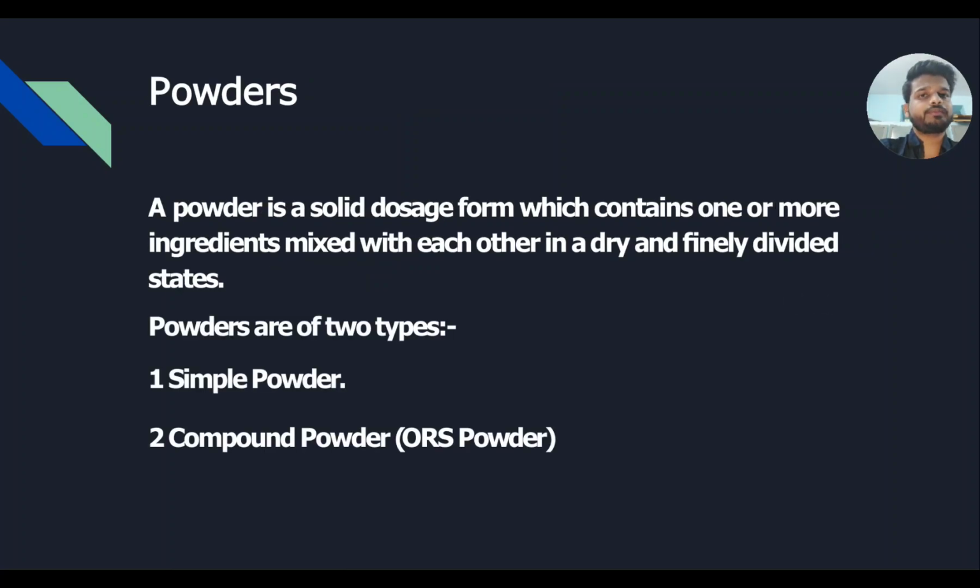Next is powders. What is a powder? A powder is a solid dosage form which contains one or more ingredients mixed with each other in a dry and finely divided state. Powders are of two types: simple powder and compound powder. The best example of a compound powder is ORS powder.